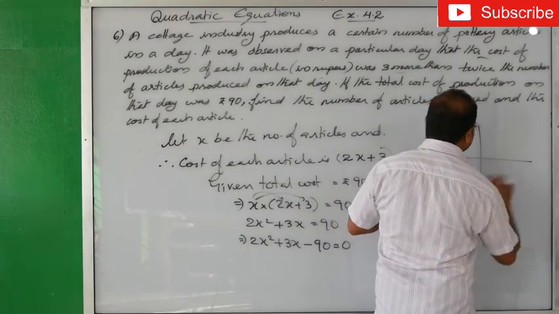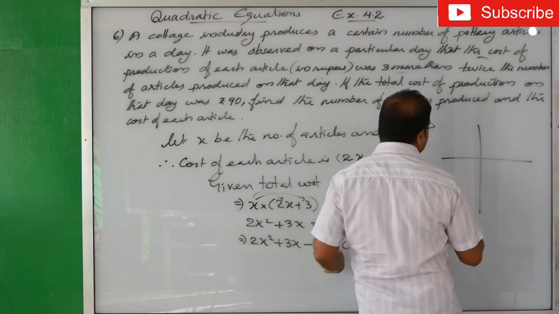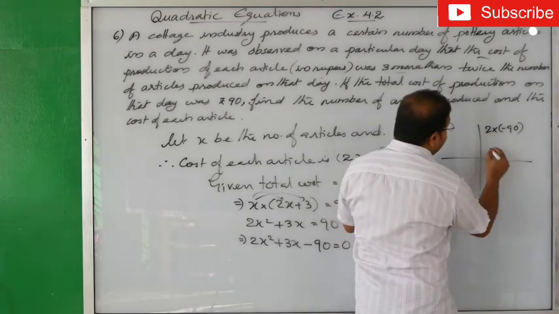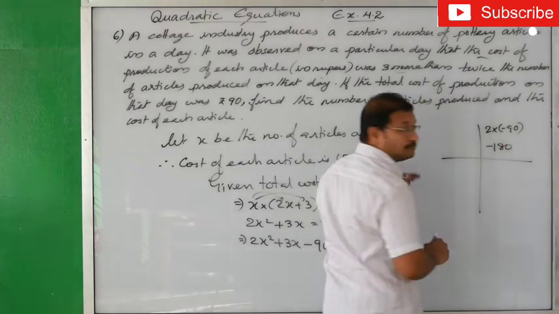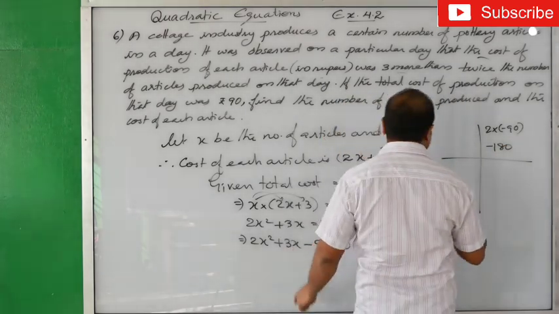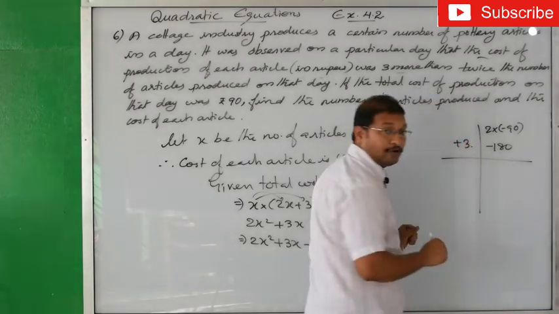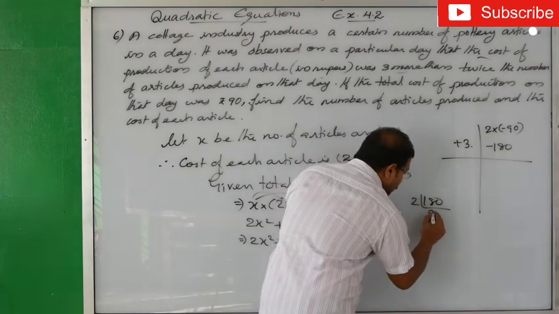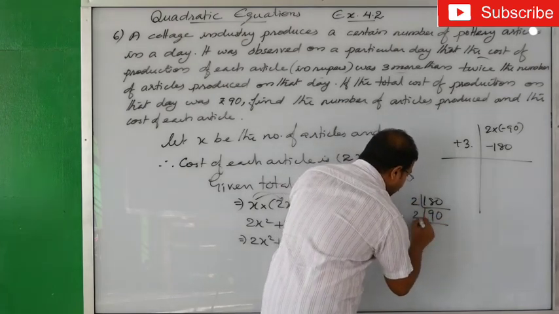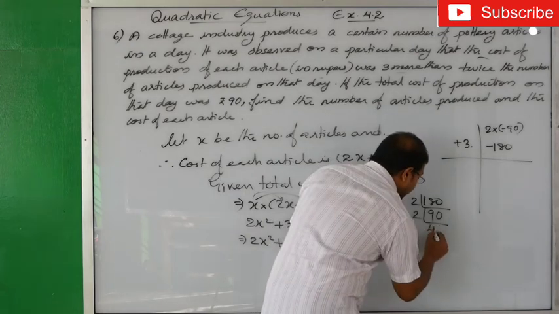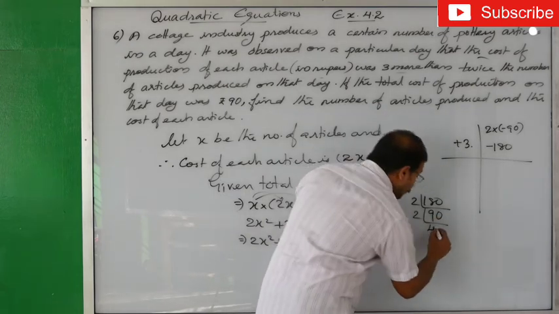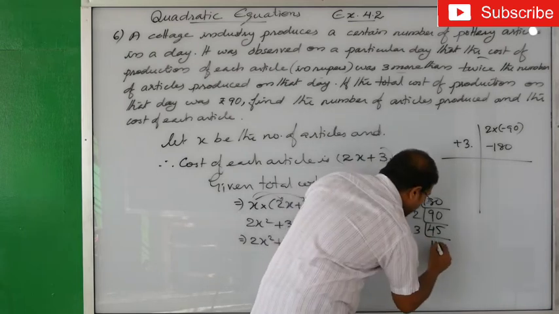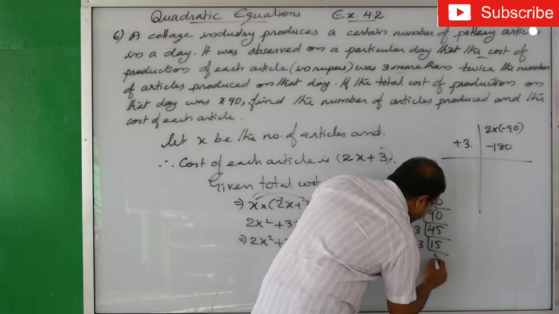Now what will you do? Breaking the middle term. See, 2 into minus 90, 9 twos are 18, that means minus 180. Ready? Now the middle term is plus 3. Now what will you do? 180 will factorize. 2 9s are 18, 0 will bring down. Again by 2, 2 4s are 8, balance is 1, means 10. 2 5s are 10. Now by 3, 3 1s are 3. Now 15, means 3 5s are 15. Now by 3, 5 3s are 15.